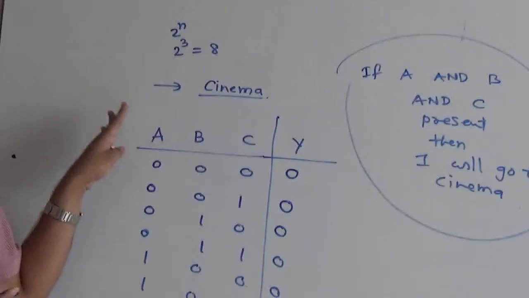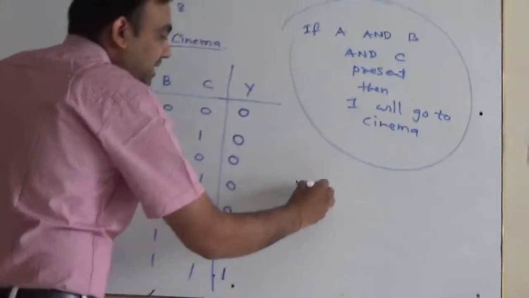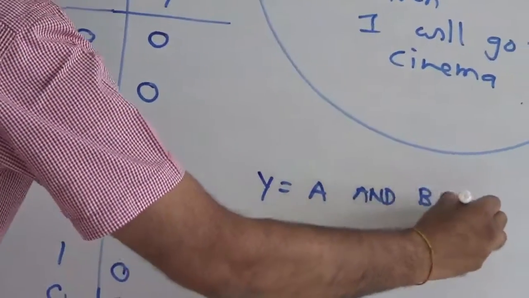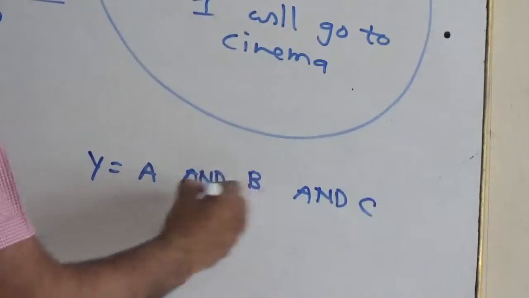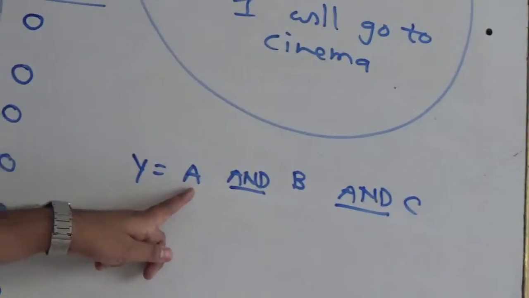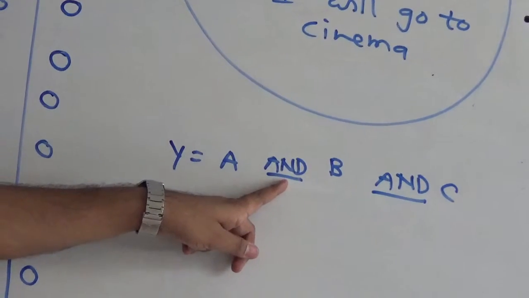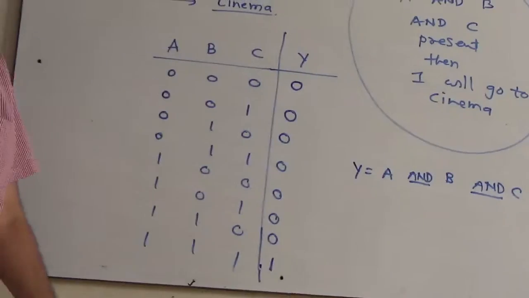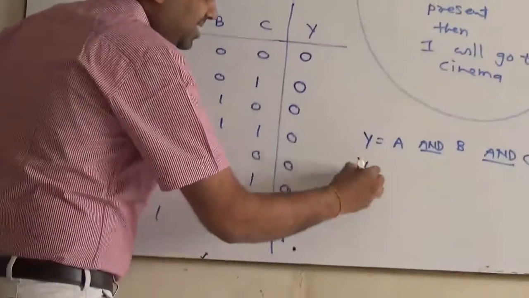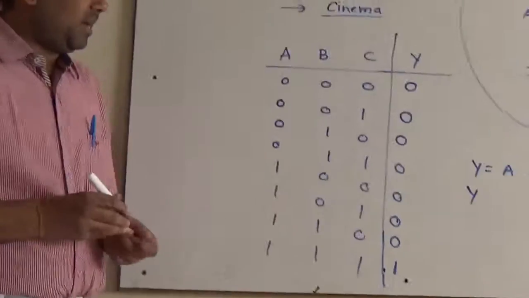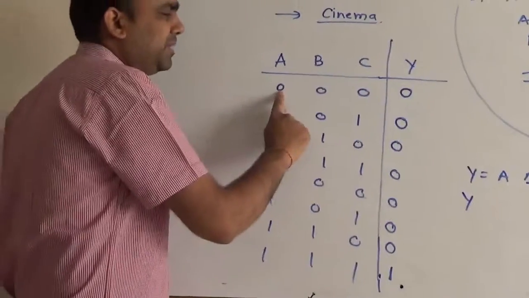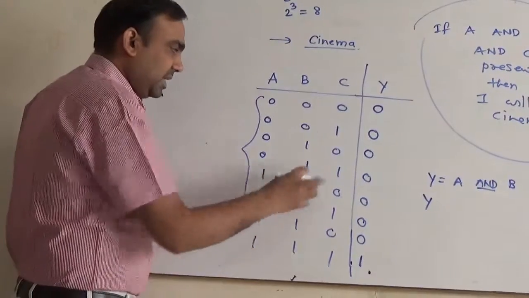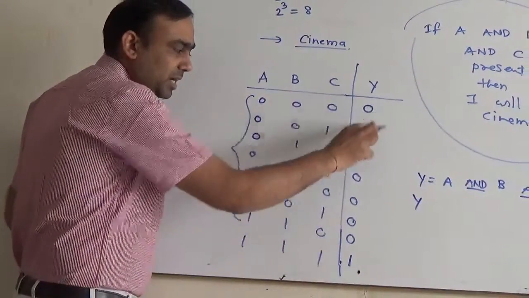So I will say my output Y is A and B and C. A is there and B is there and C is there, all three are there, so I have to go, like this. In general it looks like a multiplication. Why? Because if you multiply with 0 you will get 0. So in all these cases I have 0 somewhere, so my decision is 0.